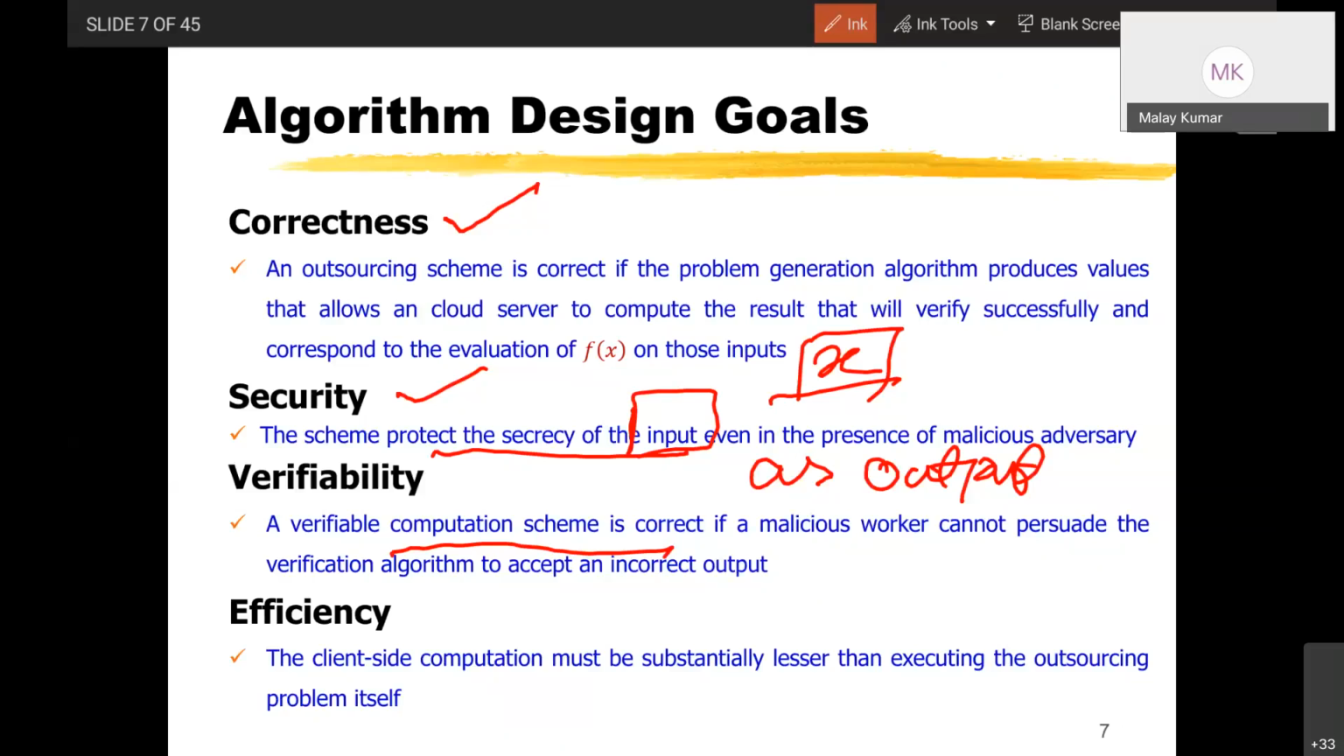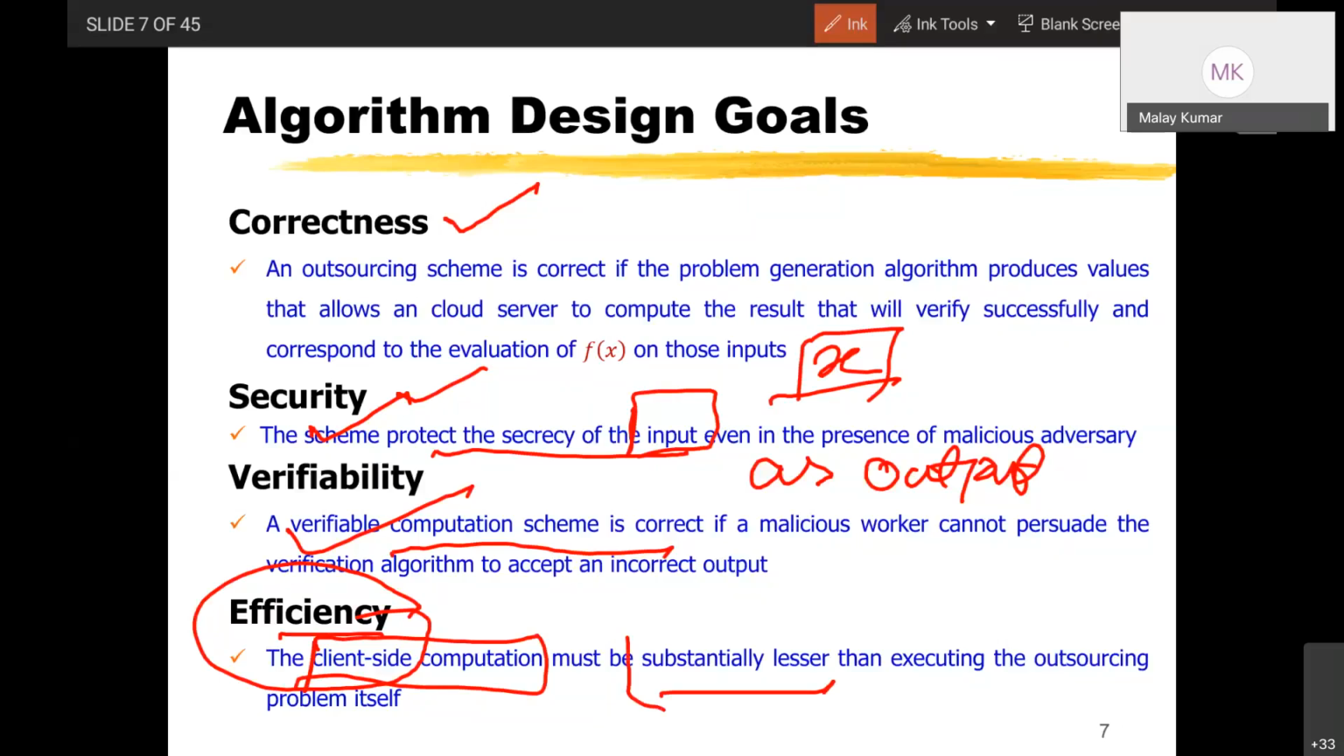And finally, the efficiency. Since providing the security arrangement to the data and performing the verifiability is most of the time arranged by the client, that is known as the client side computation, and the computation that is held over the cloud server is known as the cloud side execution or computation. So that must be substantially lesser. Substantially lesser means that it must be more efficient than executing the problem itself.